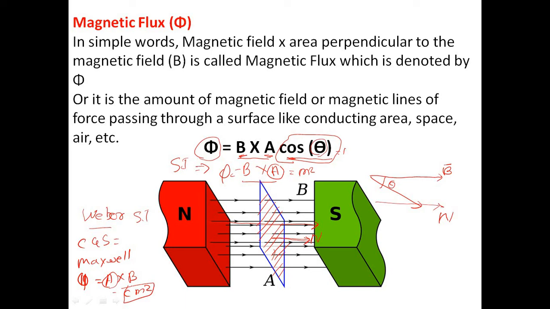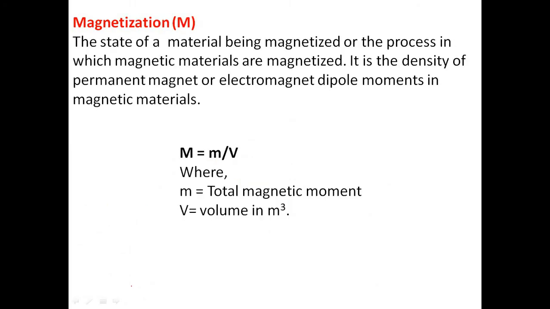Then the next concept is magnetization. It is the state of a material being magnetized, or the process in which a magnetic material is magnetized. It is denoted by capital M. It is the density of permanent magnetic or electromagnetic dipole moments in a magnetic material, or we can say the magnetic moment, which is denoted by small m.